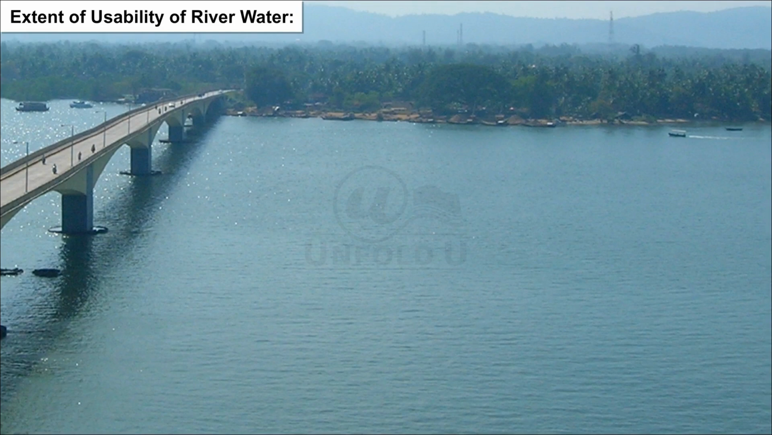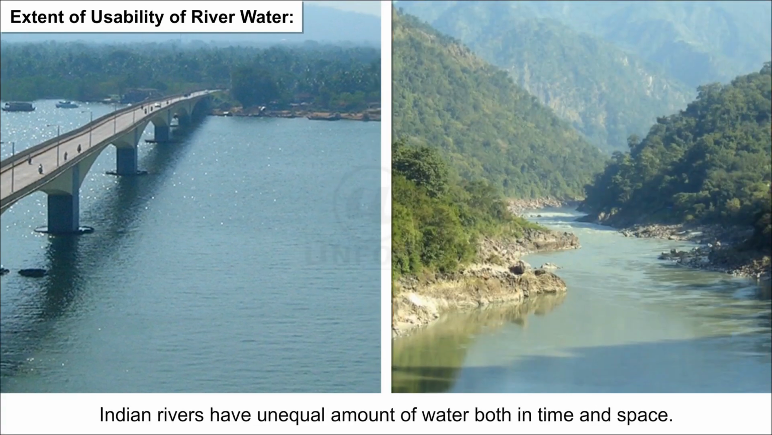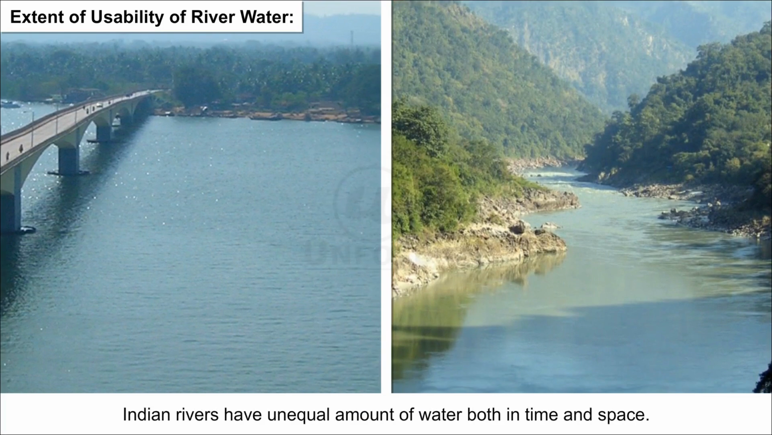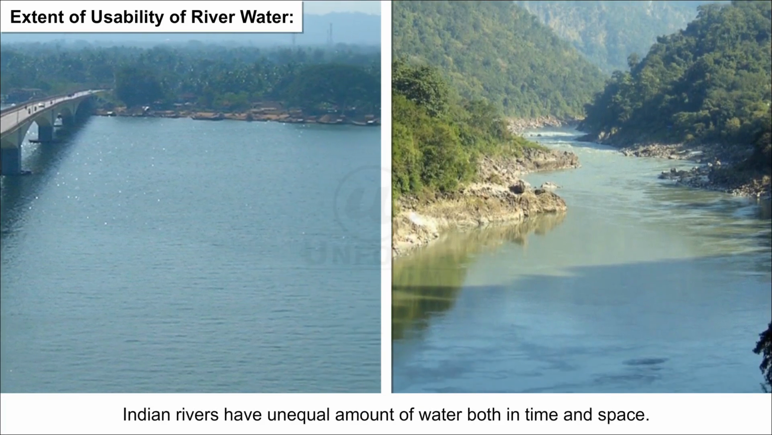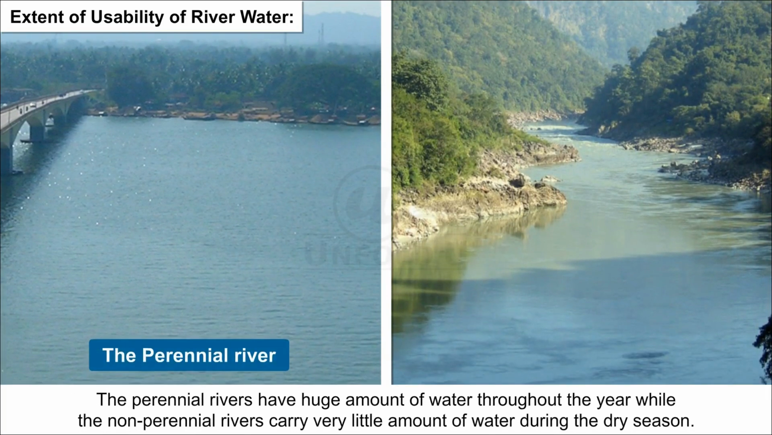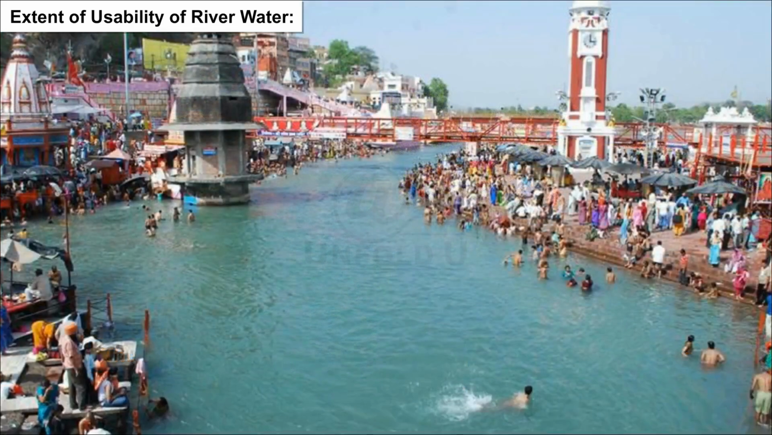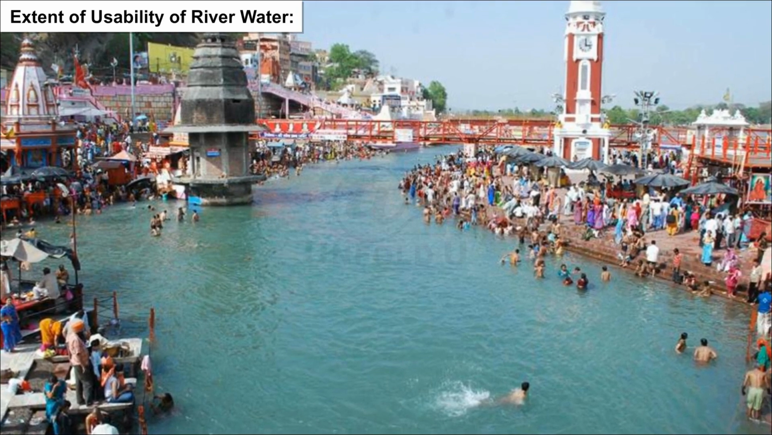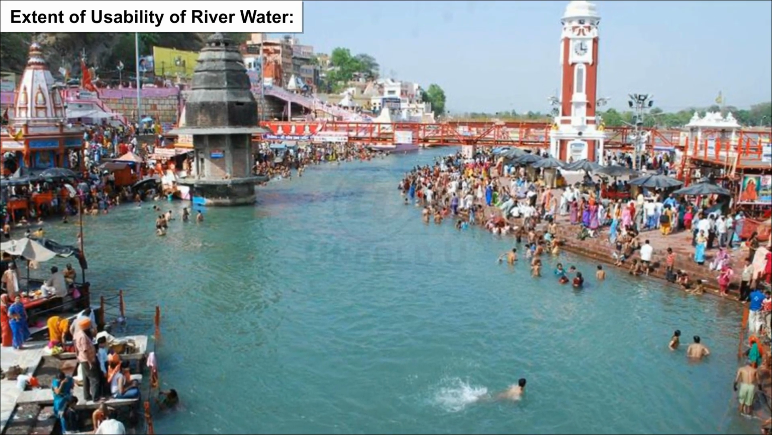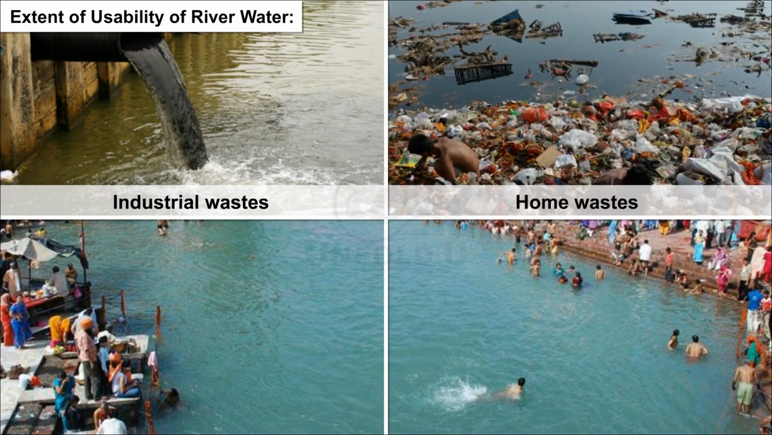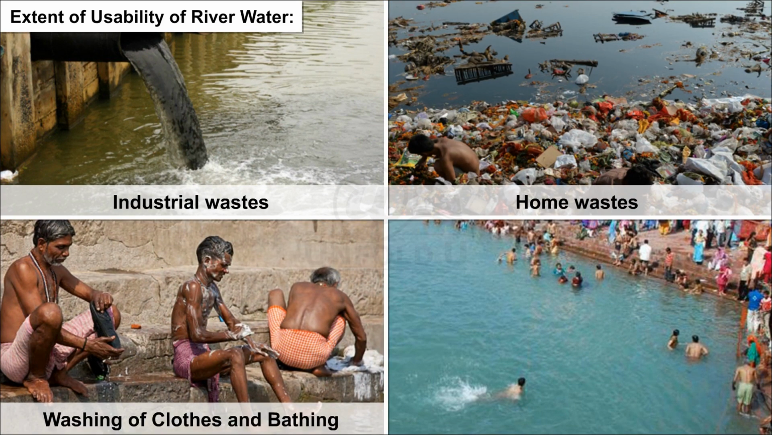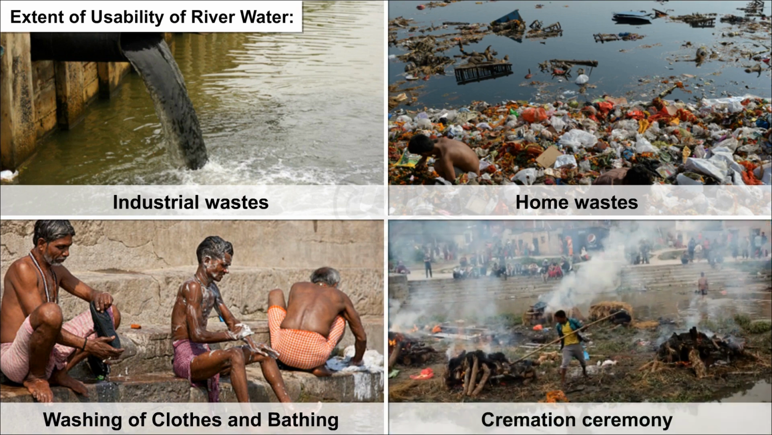Extent of usability of river water. Indian rivers do not have an equal amount of water both in time and space. The perennial rivers have huge amount of water throughout the year, while the non-perennial rivers carry very little amount of water during the dry season. Water of these rivers gets polluted by various activities like mixing of industrial wastes, home wastes, washing of clothes, and bathing, cremation ceremony near the river banks, etc.